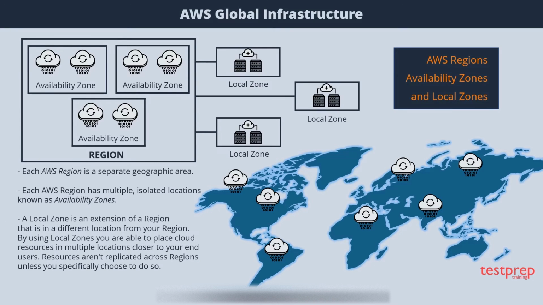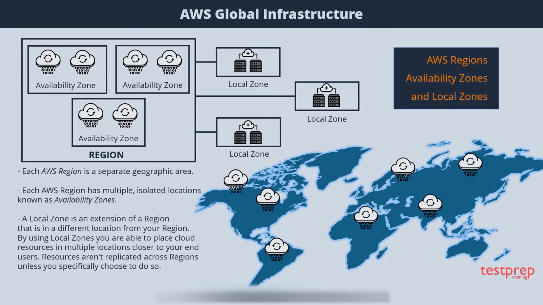And then you have local zones. By using local zones, you are able to place cloud resources in multiple locations, closer to your end users. A local zone is an extension of a region that is in a different location from your region. It is ideal for running latency-sensitive applications, local to end users, and resources in a specific geography. Resources aren't replicated across regions, unless you specifically choose to do so.